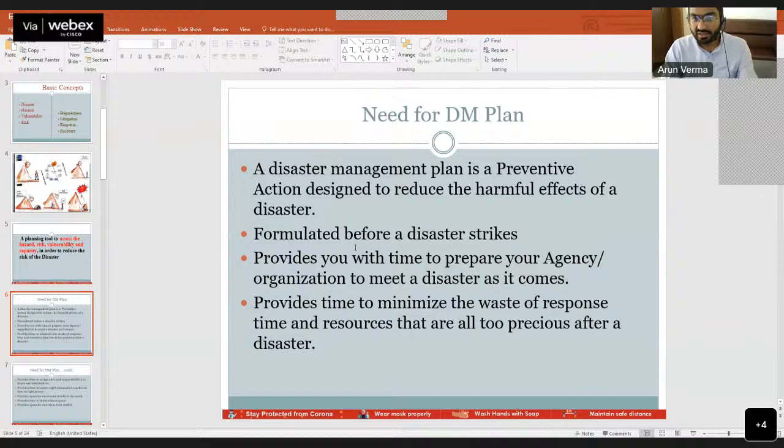The fourth point mentioned is that it provides time, minimizing wasted response time, because in disaster management, time plays a very important role. If some incident occurs at any place, we say these are the golden hours. Why do we say golden hours? Because if we save people in time, there is a chance that she or he gets admitted to the hospital, comes out from the danger stage to recovery mode, and might join his family back. But if we take time and don't have any planning or resources, it becomes a very hectic situation.